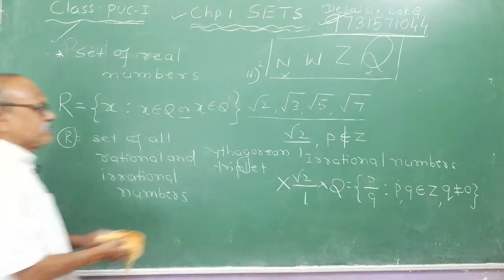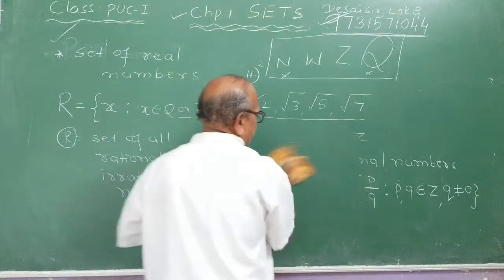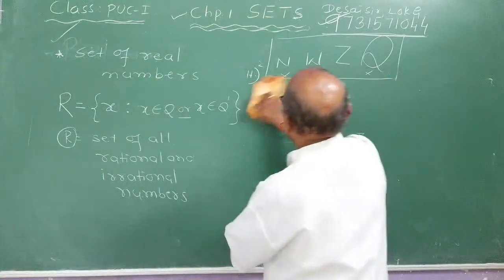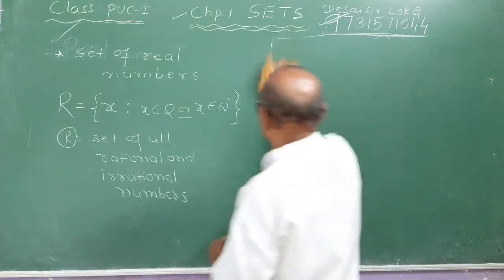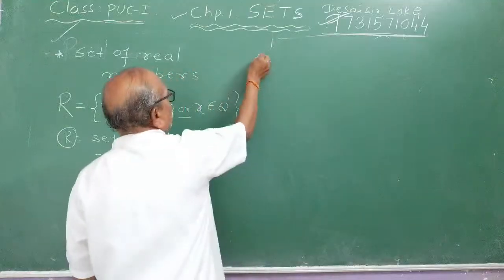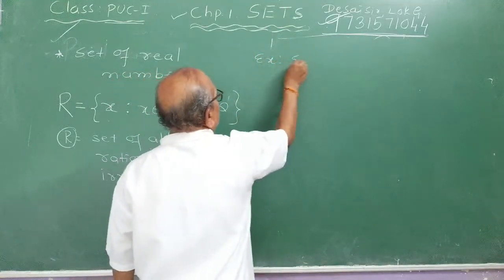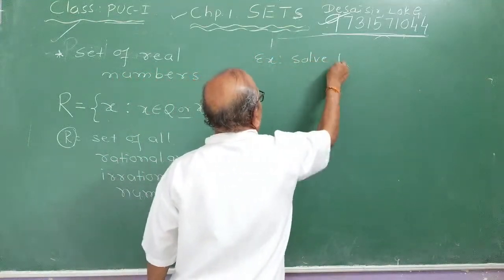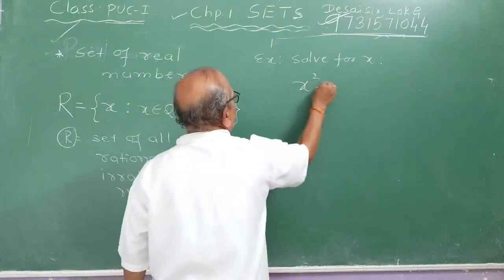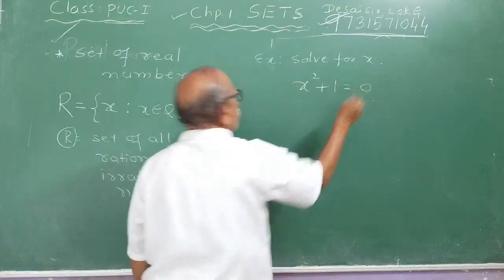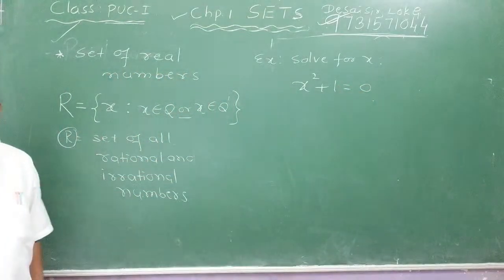Like this, the number sets went on increasing, and another problem came to the mathematicians. I will give you a simple problem. Solve for x. I will give a simple quadratic equation. Solve this and tell me your answer. What is the solution?